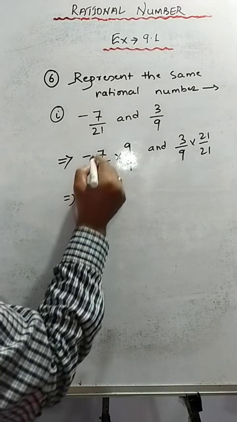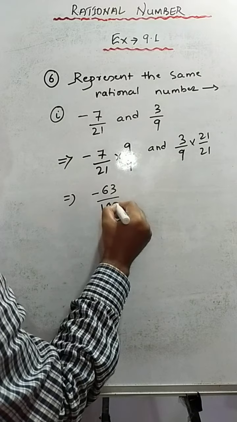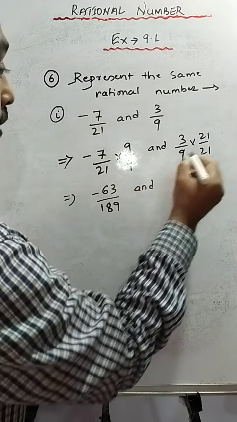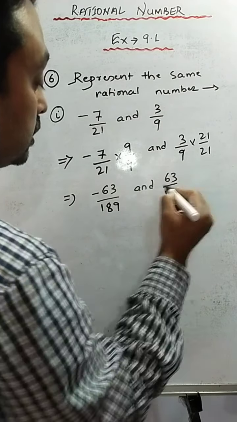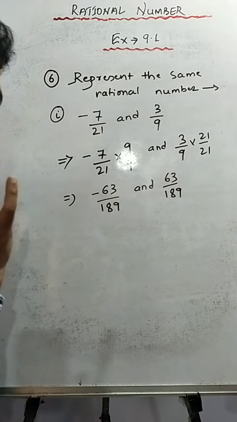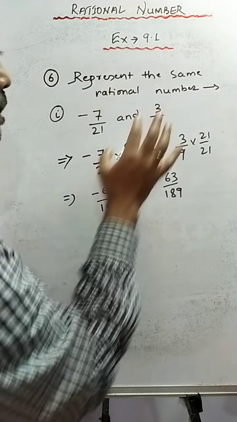So what will be the result then? Minus 7 into 9, that will be minus 63 by 189, isn't it? And this will be 63 by 189. So what do you observe? You see that both the rational numbers are now carrying the same denominator. Fine. Are they carrying the same numerator? How do we represent that these 2 rational numbers are the same?